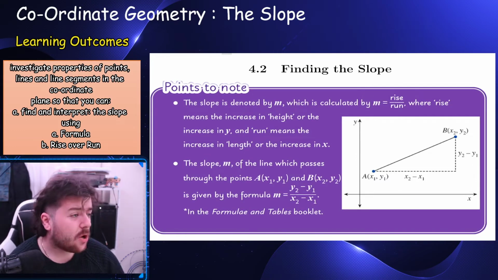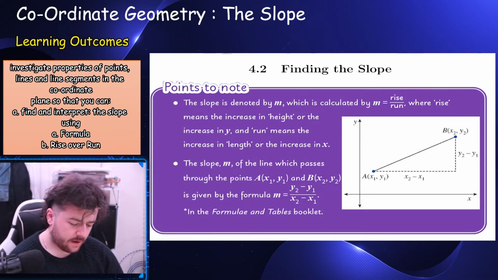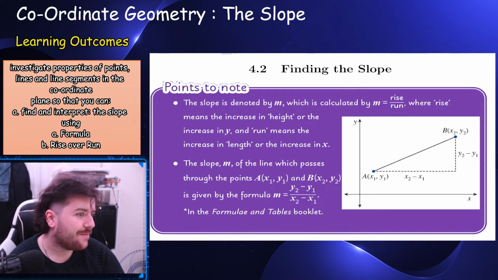The slope is denoted by the letter M. Don't know why. Probably some Latin word or something. No, I'm going to do it live. I'm going to look it up. Doing it live. Why is slope M? It is not known why the letter M was chosen for the slope. Fab. It just says deal with it.